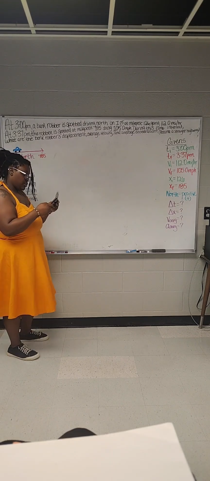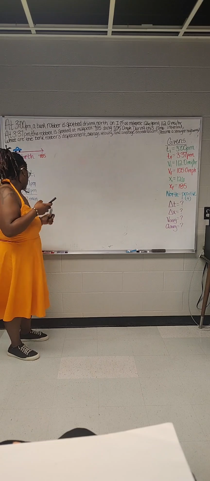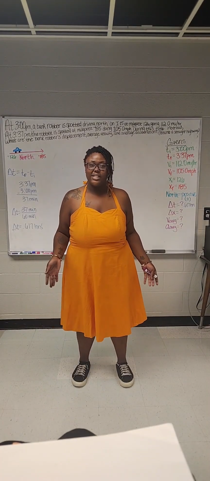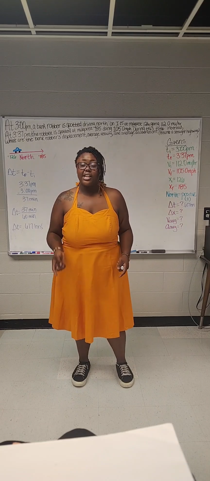I'm going to divide these two. I get my delta t is going to be equal to 0.617 hours. Our next step is going to be to find our displacement. Displacement is the net change in position and is represented by delta x.